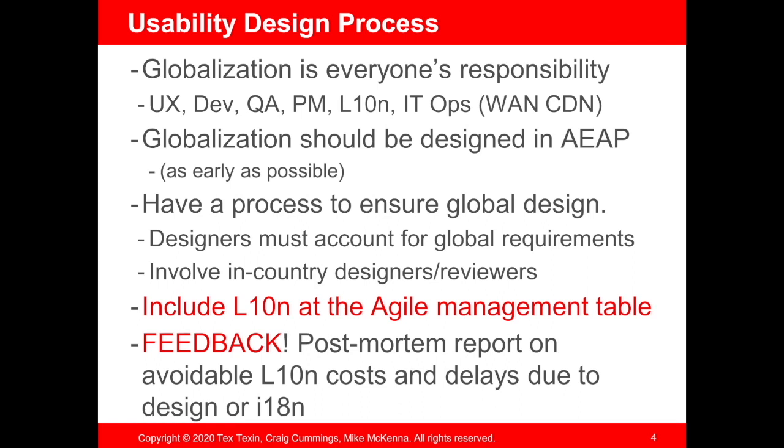An important aspect that's often overlooked is to include localization people, or people with knowledge about different country requirements, at the Agile management table. The people controlling the development process and making decisions about what should be included in each sprint. They also should be thinking about what it means for different markets, and is there adequate testing and controls and review going on.